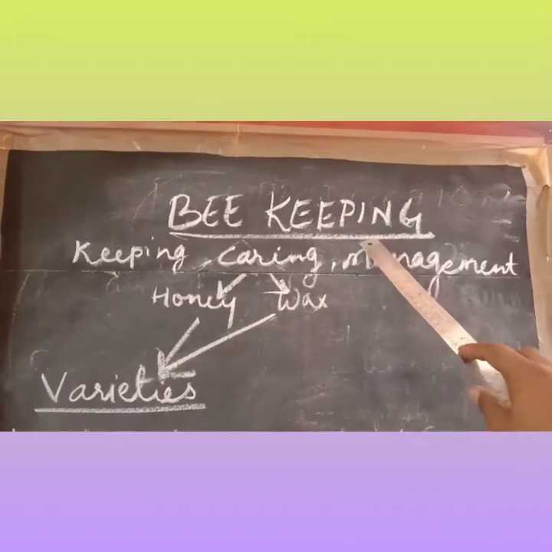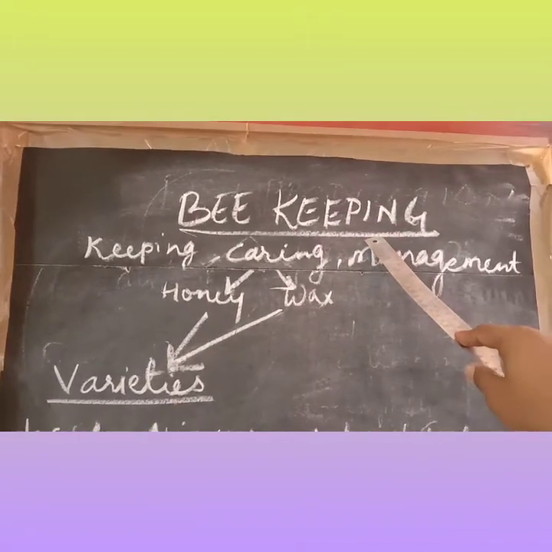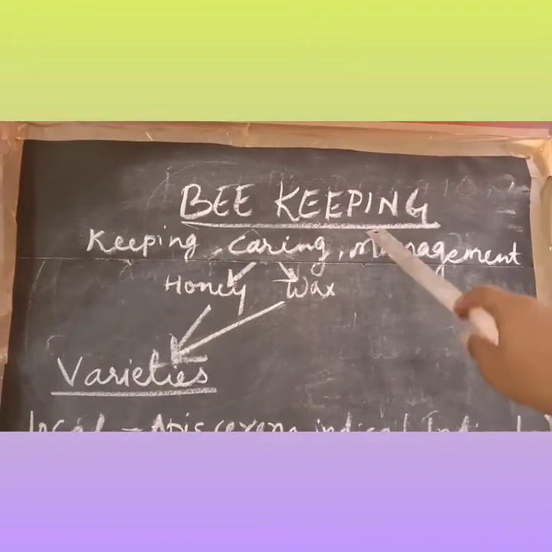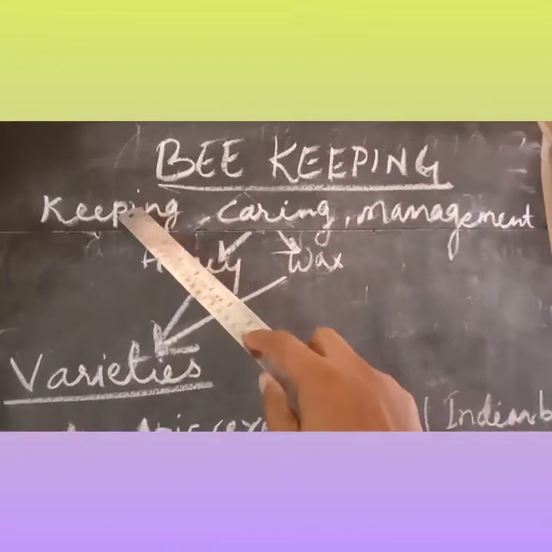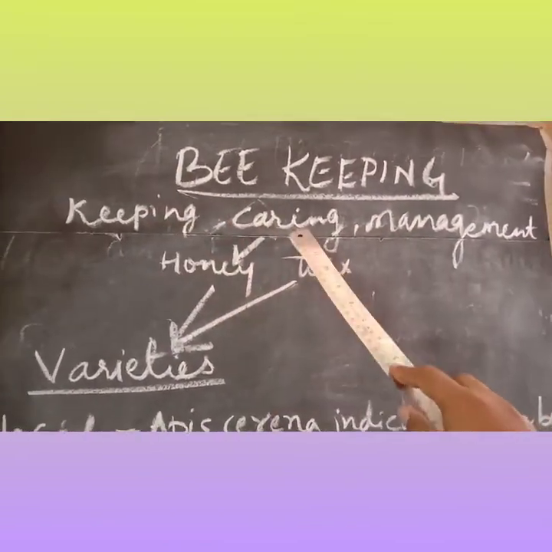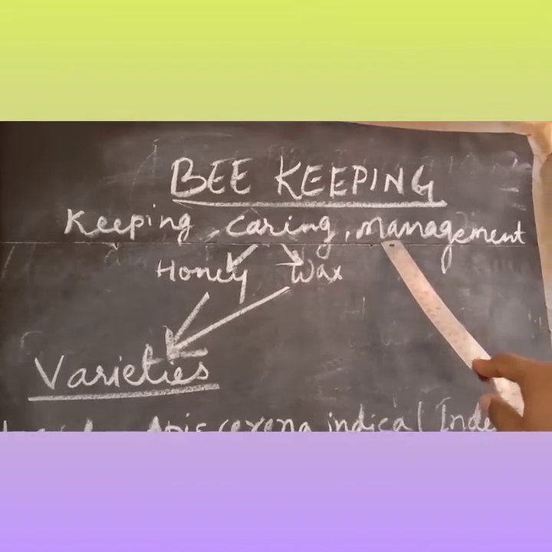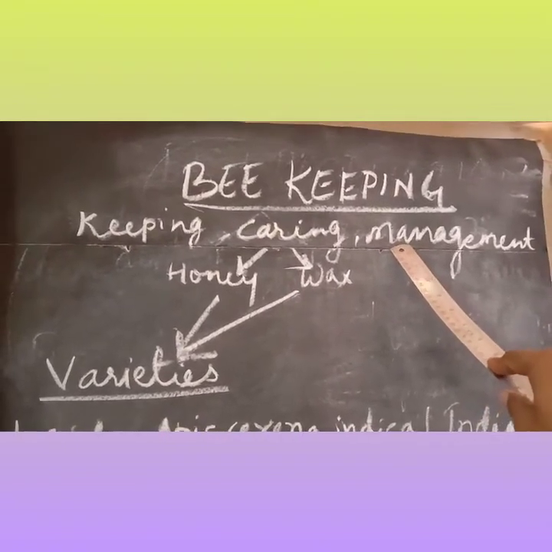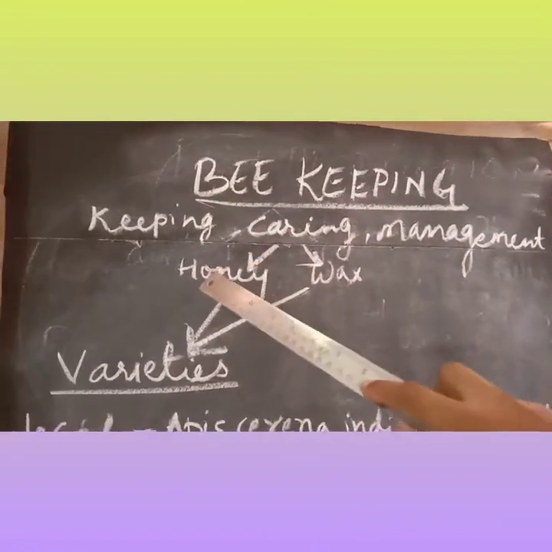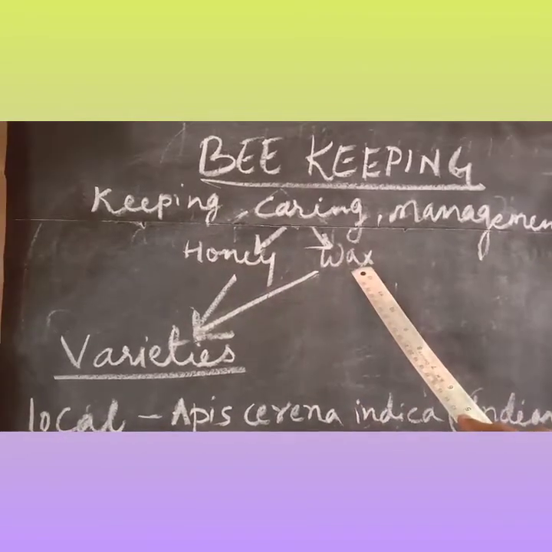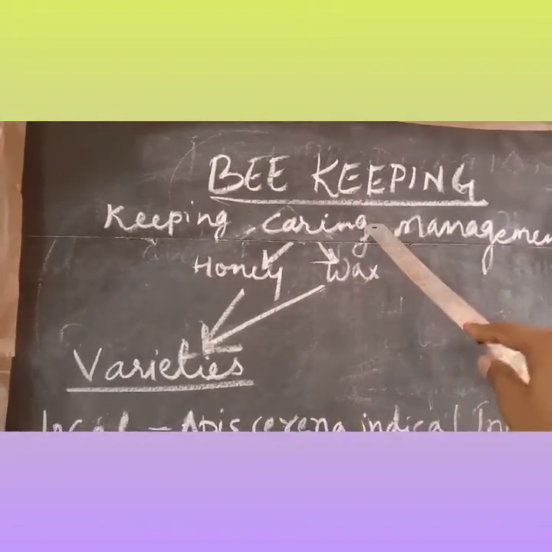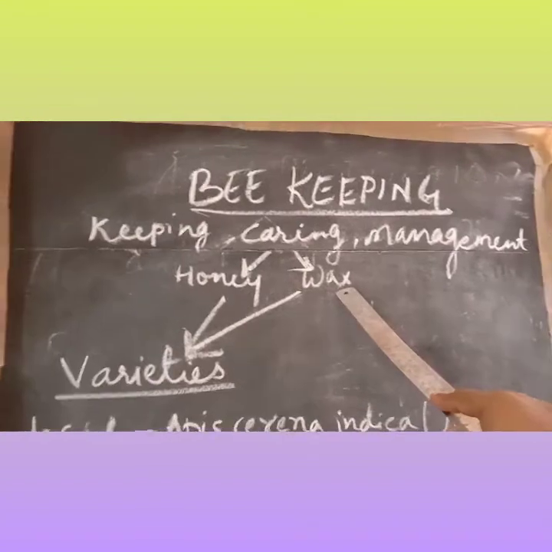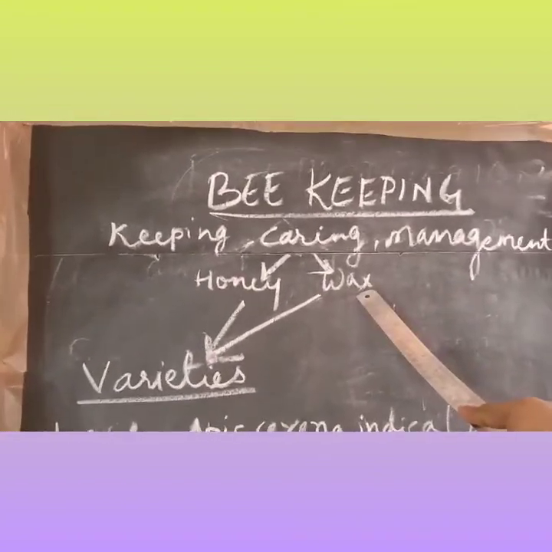Another very important topic is beekeeping. Beekeeping is called apiculture. The practice of keeping, caring, and management of honeybees on a large scale for commercial production of honey and wax is called beekeeping. So this is what we can say for the definition.